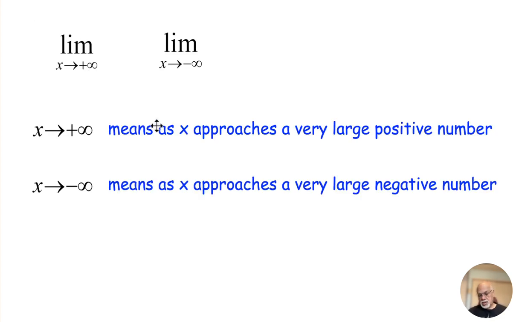Now let's get to talking about limits as x approaches infinity. The notation limit as x goes to plus infinity simply means as x approaches a very large positive number, while x going to negative infinity means as x approaches a very large negative number.